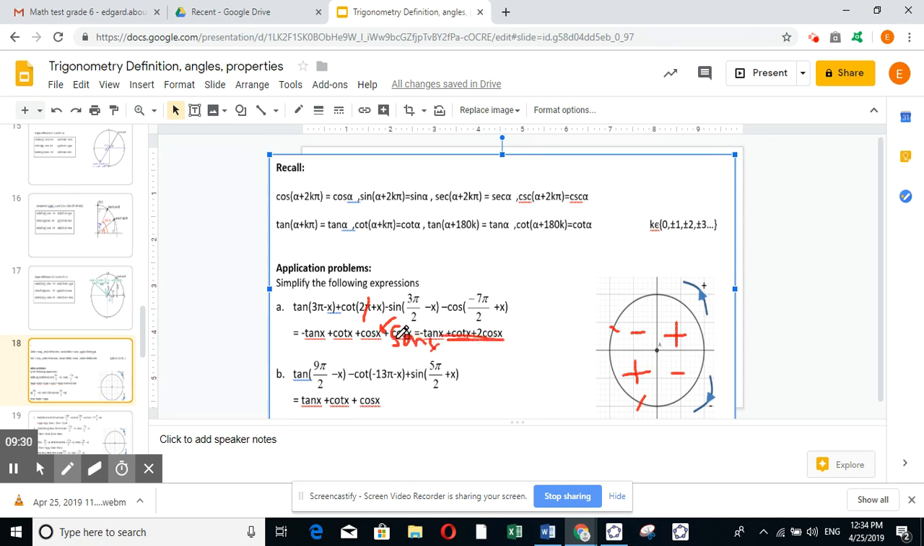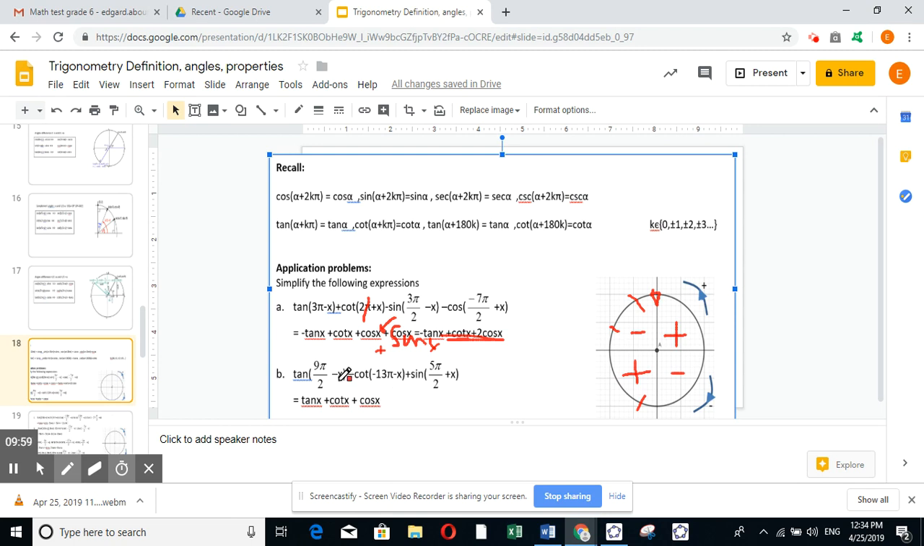I want to know the sine of x. So I go, this is negative, minus 7 pi over 2, minus 1, 2, 3, 4, 5, 6, 7. I'm here. I have a plus, I move backwards, so I'm here. Cosine here, as you all know, is negative, because the x-axis is negative. Minus and minus, so it will be plus sine x. So the answer will be minus tangent x plus cotangent x plus cosine x plus sine x.